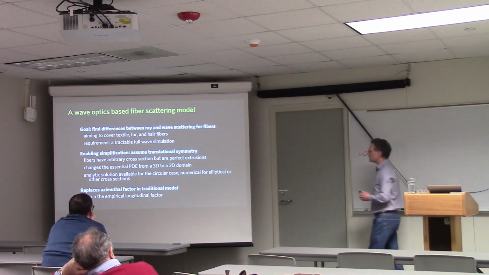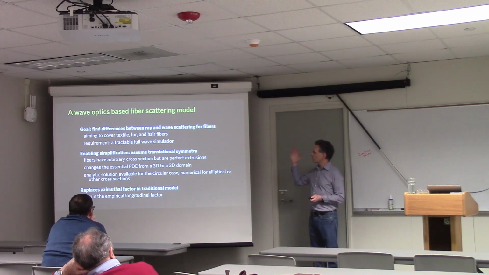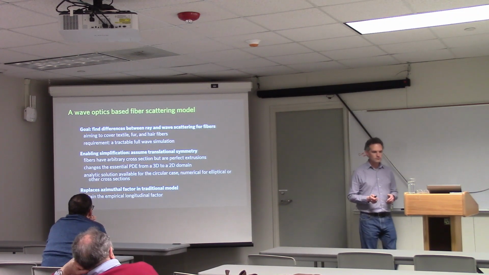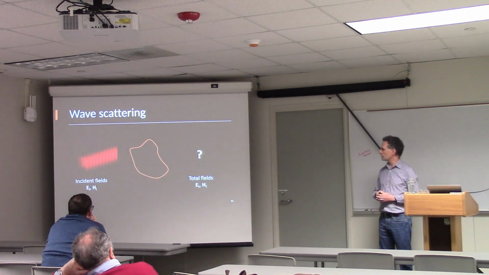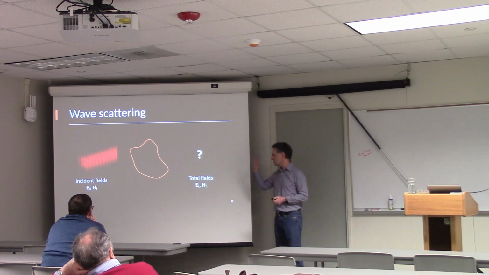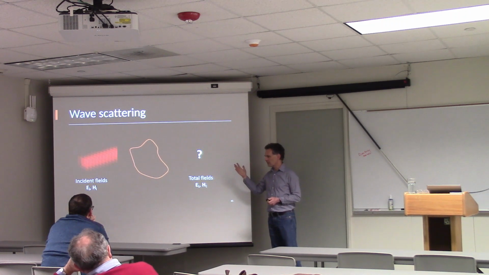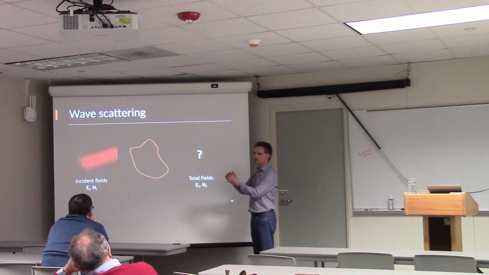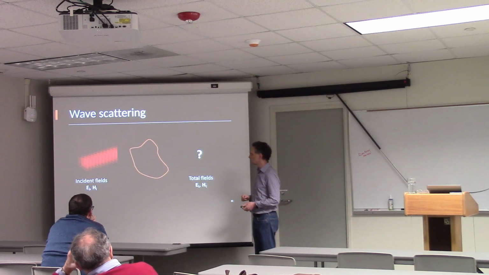So the goal then is to make a simulation for the scattering of a wave by a fiber that has an arbitrary cross-section. And so I want to say a little bit about kind of how you set up a scattering problem like this, and then how we set it up and solved it. So in the ray optics world, you tend to think of scattering in terms of I had a bunch of rays and they encountered some geometry and they scattered.